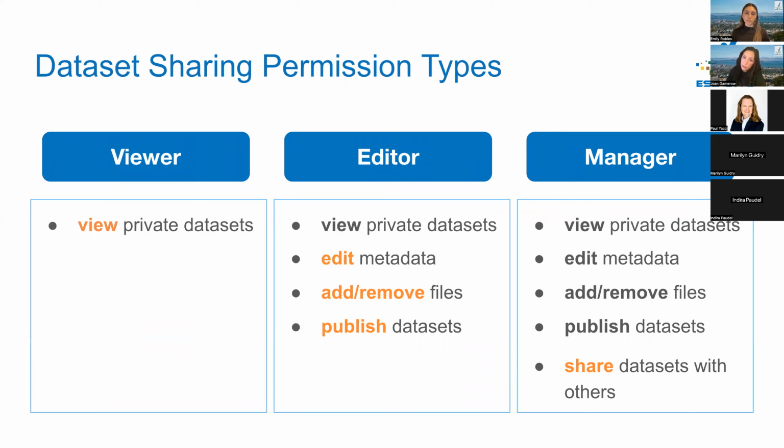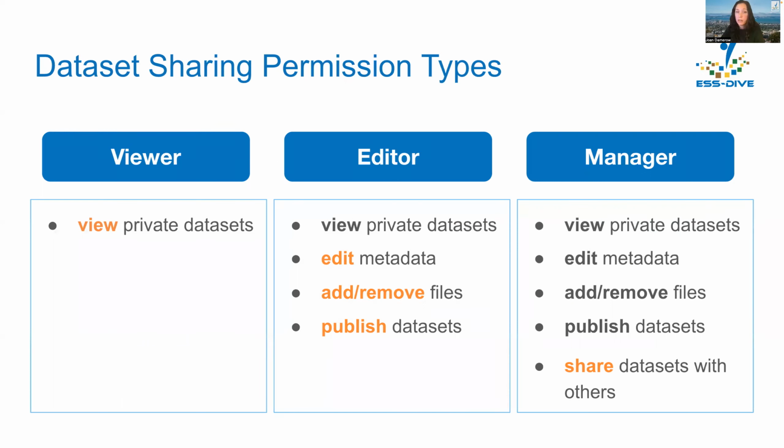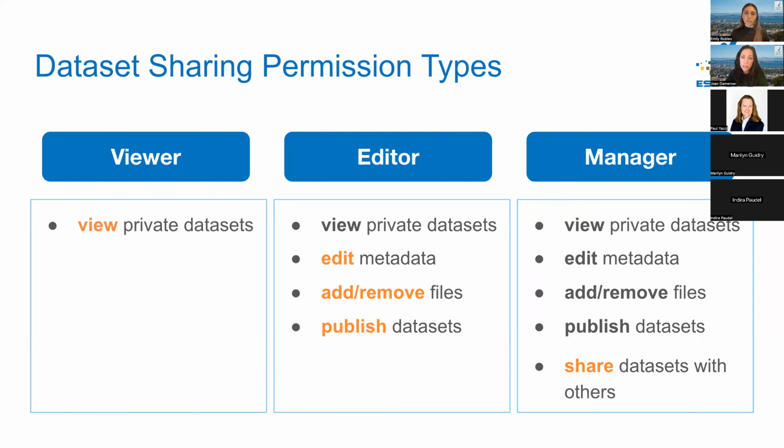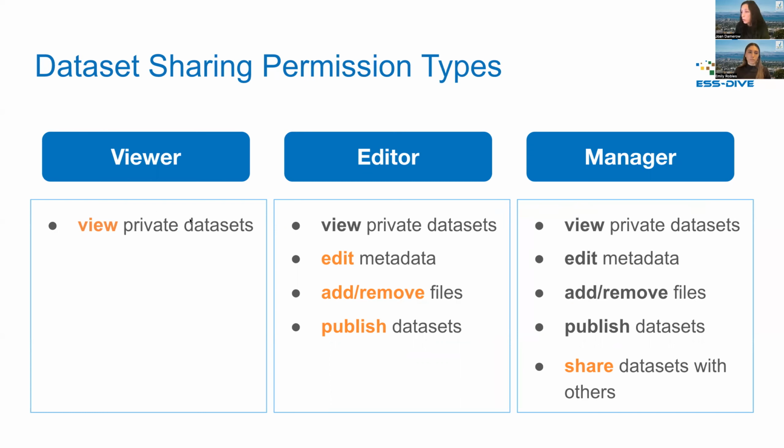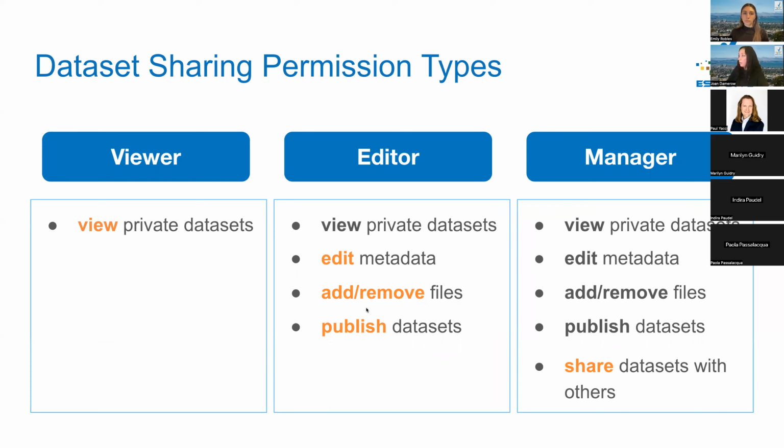And as I just mentioned, you are able to select what your team members are allowed to do with your data set, and we call these permission types. So we have a tiered approach to data set sharing permissions, where each level gives incrementally more ability to change and manage things on the data set. So a viewer can view private data sets, and then an editor, in addition to viewing the data sets, can also edit metadata, add or remove files, and publish the data set. And then a manager can do all of these things. In addition, they can share data sets with others.